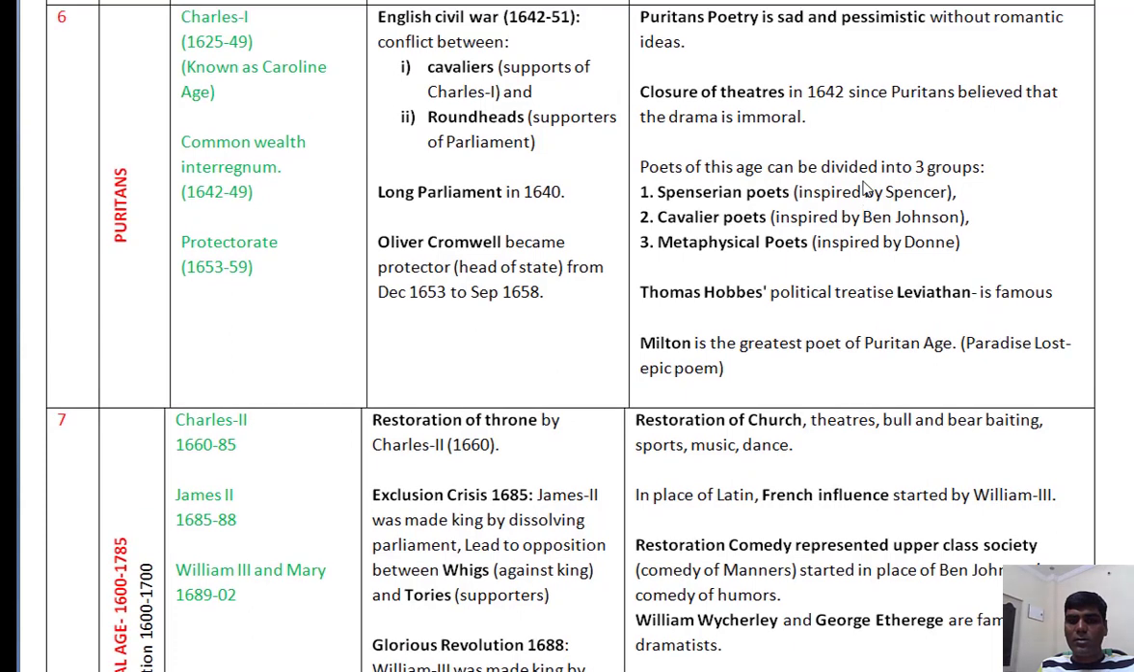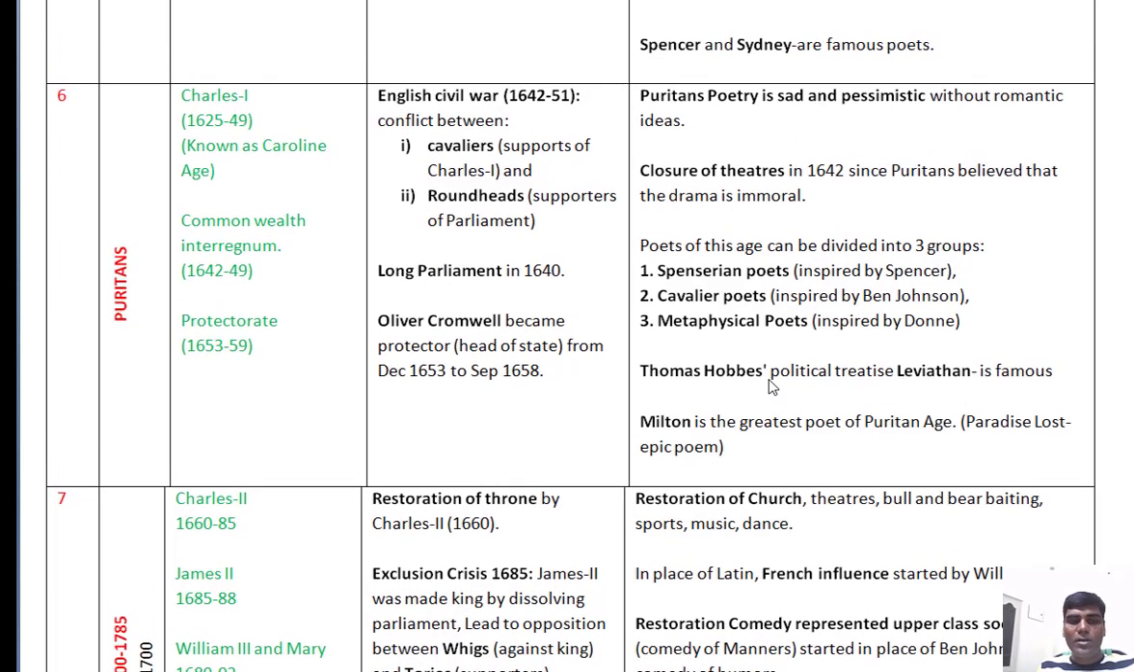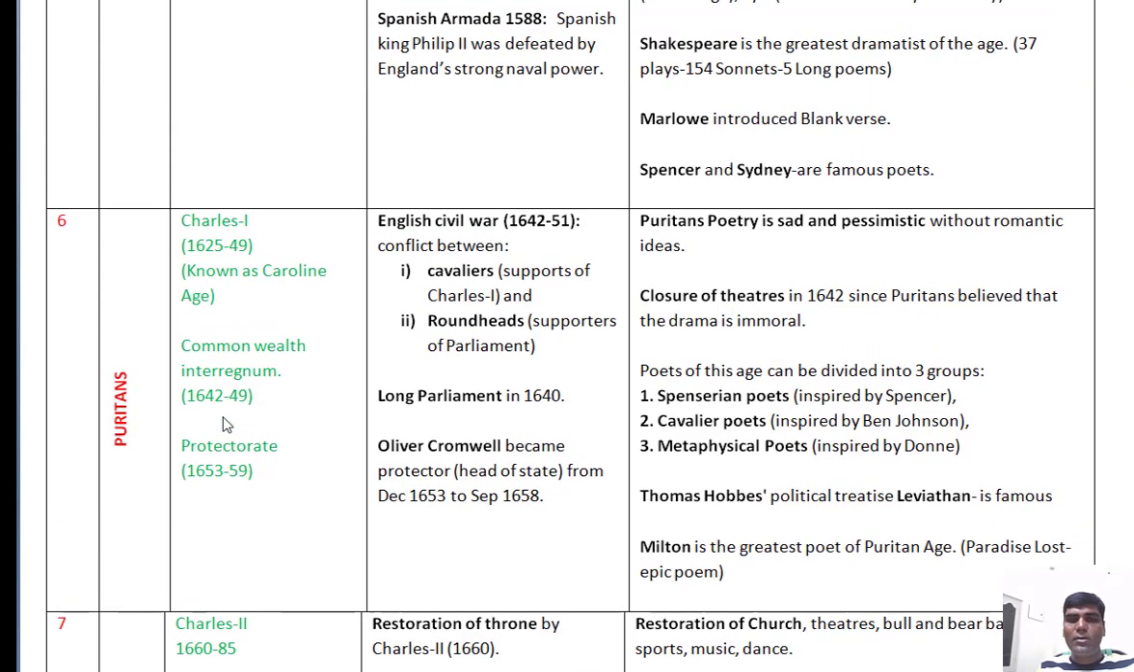And finally, Milton is known as the greatest poet of the Puritan age. He is the author of Paradise Lost, the epic poem, and Paradise Lost Book 1 is in the syllabus for the JRF and SET examinations. He is also the author of Lycidas, Comus, L'Allegro, Il Penseroso, and On His Blindness. All these are his famous works we can remember, and these works will be discussed in a separate video later. And this is for today.